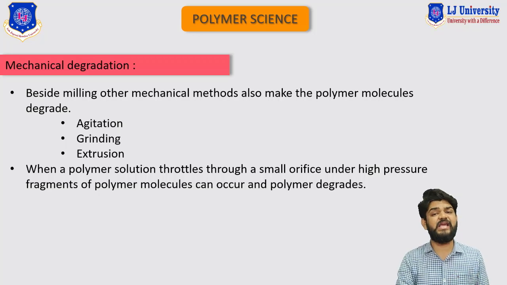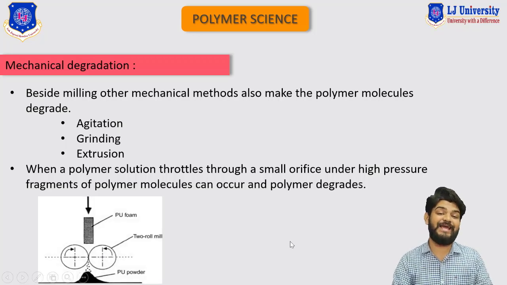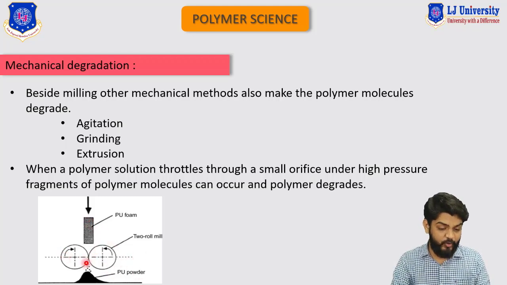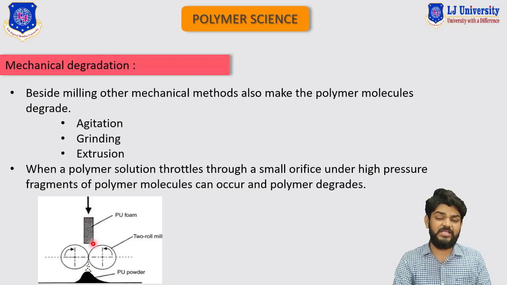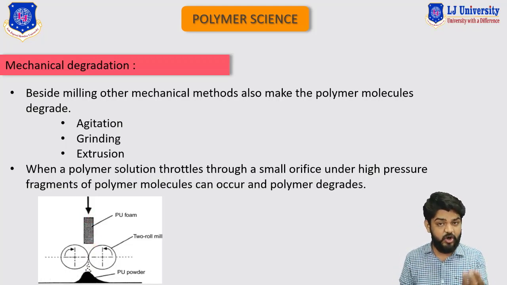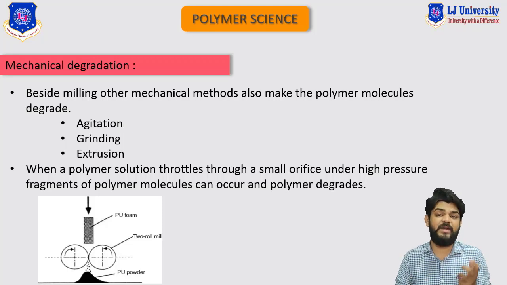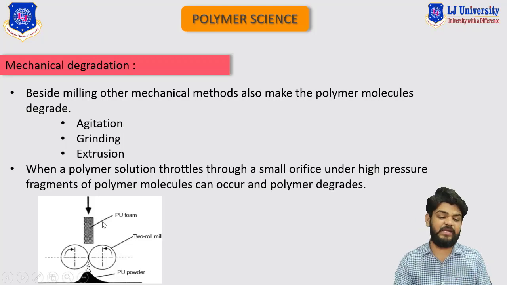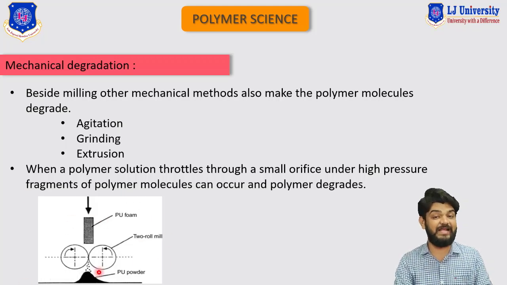As you can see here in the image, we have selected the two roll mill, right? These are mills which are continuously rotating, and we are passing our polymer through them. Ultimately the polymer will face mechanical stress and degrade into small pieces, which can be termed monomers, right? This is only a creative representation of polymer degradation by means of mechanical stress.